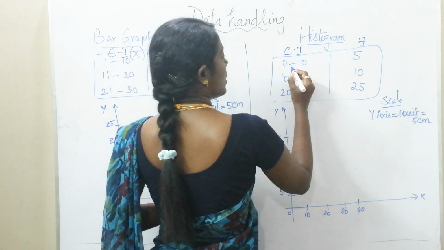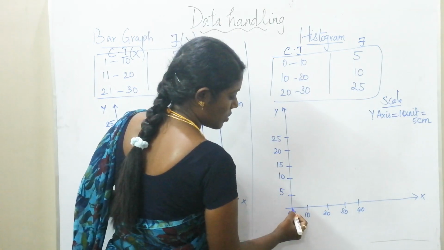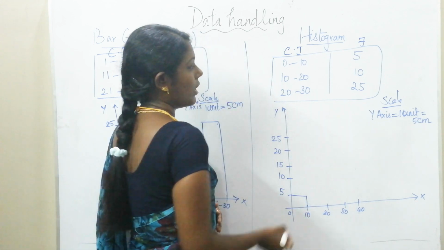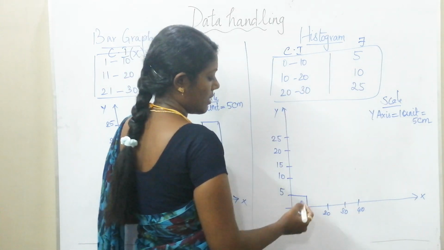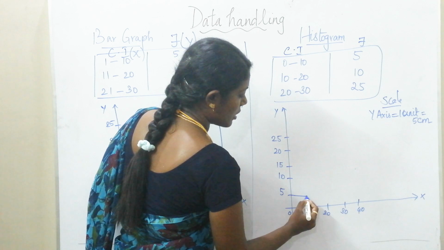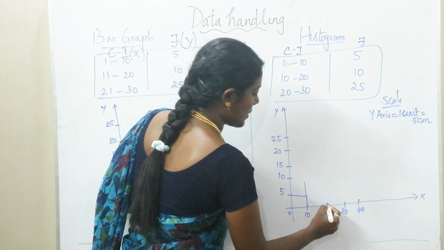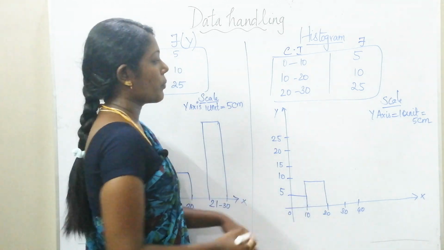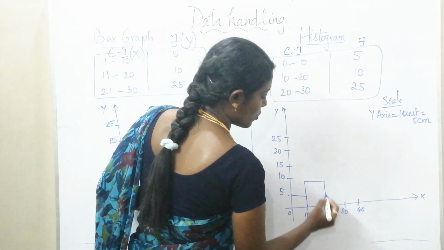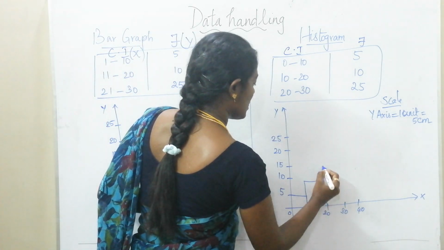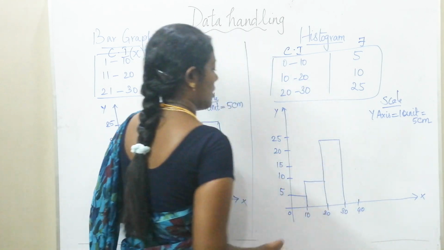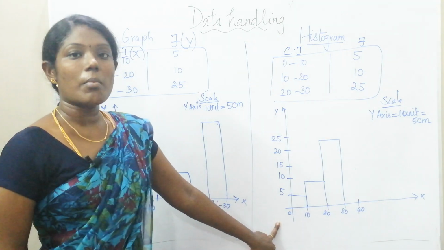Now I am going to draw. 0 to 10 is 5. So 0 is over here, 10 is over here. So 0 to 10 is 5. 10 to 20 is 10. 10 over here, 20 over here. So I'm just drawing continuously. I don't have any gap over here. 10 to 20 is 10. 20 to 30 is 25. So 20 over here. So 20 to 30 is 25. So this is how I draw my histogram.